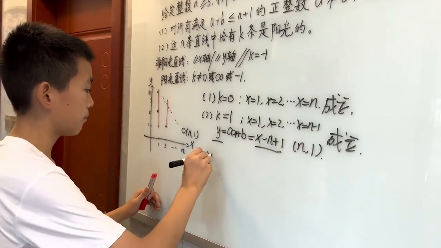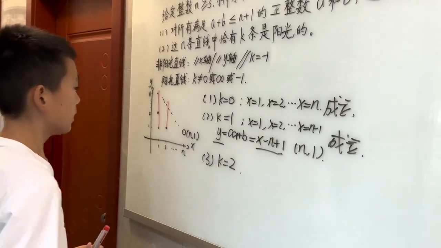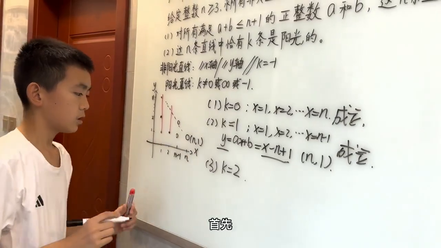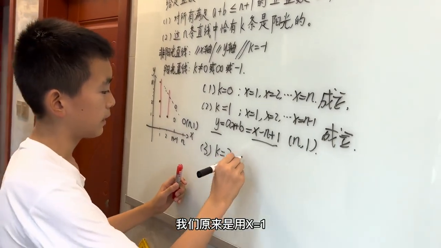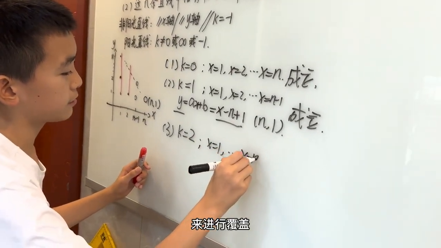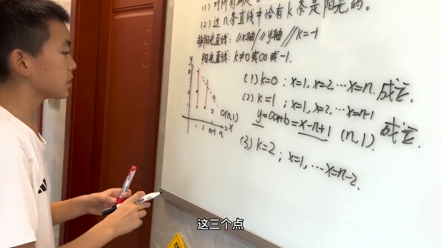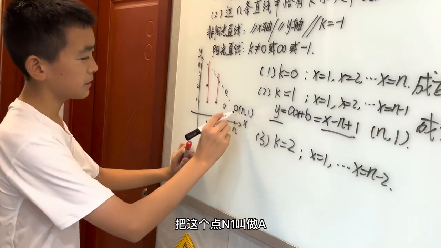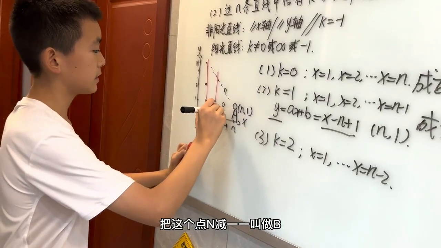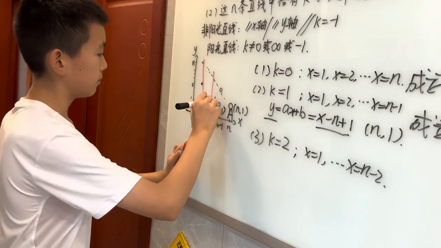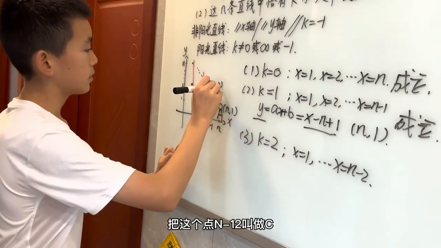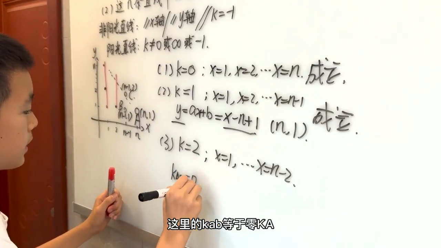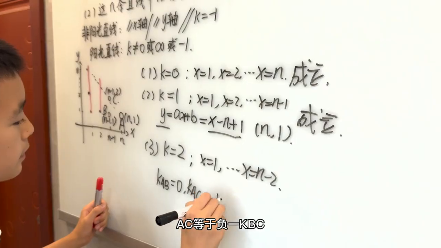Let's look at k equals 2. Here we take n minus 2 vertical lines. First we use x equals 1 up to x equals n minus 2 to cover, and finally there are 3 points left. We want to use sunny lines to cover these 3 points directly, so let's name them. Call this point (n-1, 1) A, the point (n-1, 2) B, and the point (n-2, 3) C. But we notice that k_AB equals 0, k_AC equals -1, and k_BC is infinite.